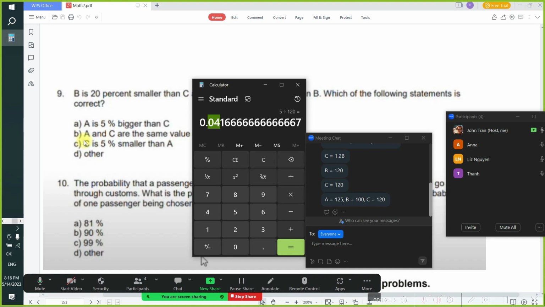Look at the question, look at C. Is C 5% smaller than A? C có nhỏ hơn A 5% không?